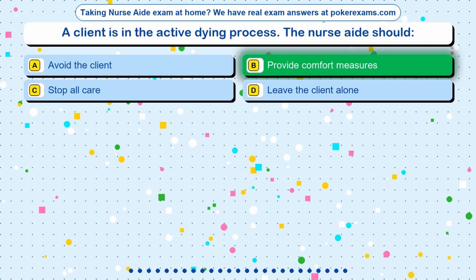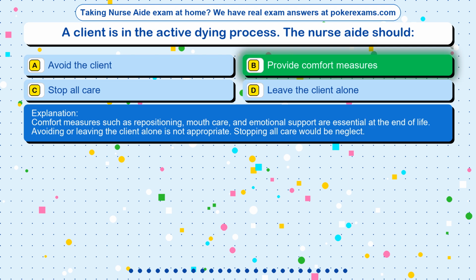The correct answer is option B, provide comfort measures. Comfort measures such as repositioning, mouth care, and emotional support are essential at the end of life. Avoiding or leaving the client alone is not appropriate. Stopping all care would be neglect.